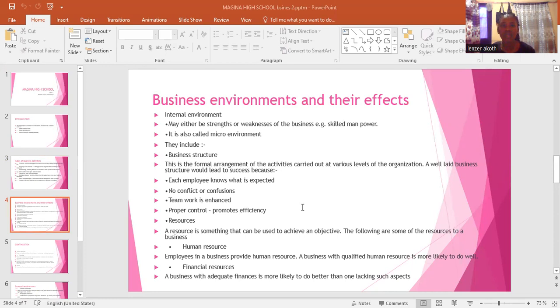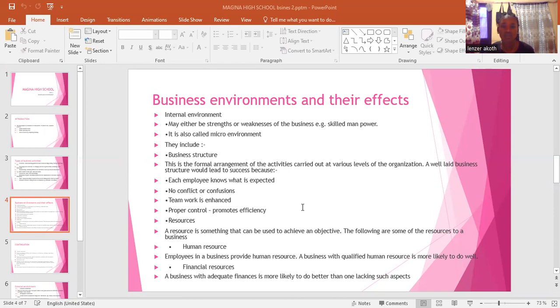We say it may either be the strengths or weaknesses of the business, like skilled manpower or unskilled manpower. It is also called the micro environment, because it's what is affecting the business internally, not externally, but internally. Maybe it can be a problem with the entrepreneur or the trader, but not external environment. They include business structure, how the business is structured.